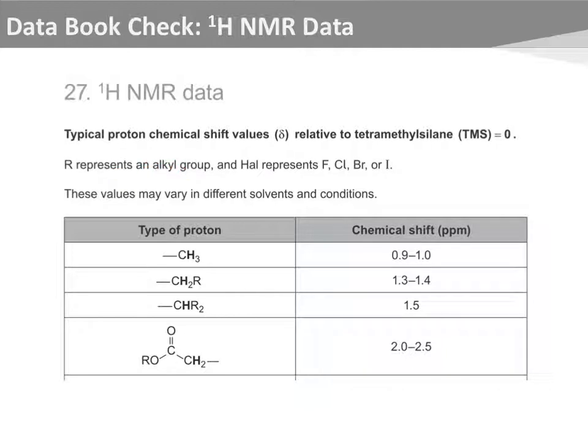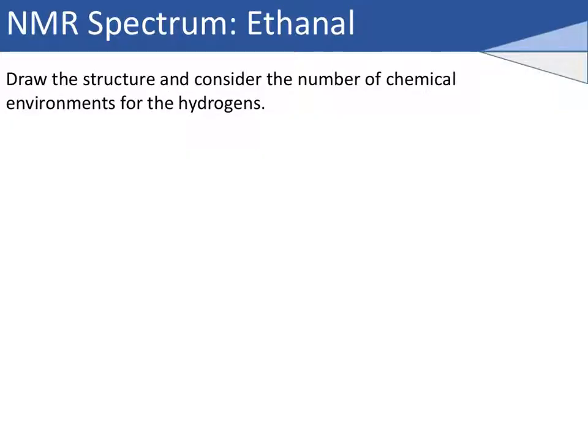R represents an alkyl group, and HAL represents a halogen of some sort. These values may vary in different solvents and conditions. So these are guidelines. They are not exact. And we will see spectra that do not follow these guidelines exactly. So let's look at some spectra.